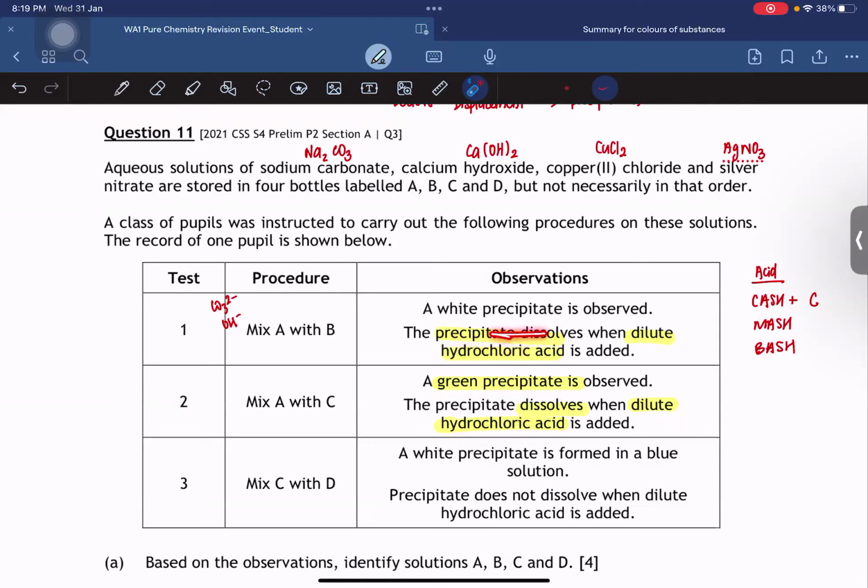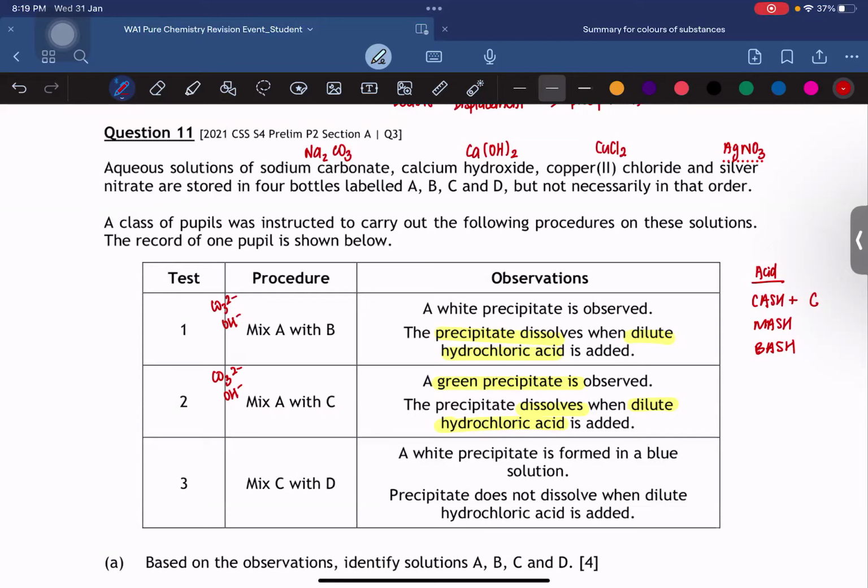Why would this precipitate dissolve when you add HCl? Because it could either be a carbonate or a hydroxide. Definitely not a metal, because a metal is not a precipitate. Right? So you know that when I mix A with C, I get a carbonate or a hydroxide. Then you ask yourself, which hydroxide, which carbonate is green in color?